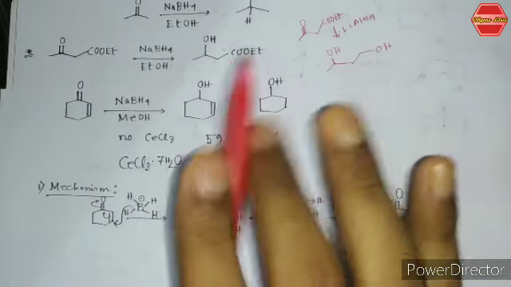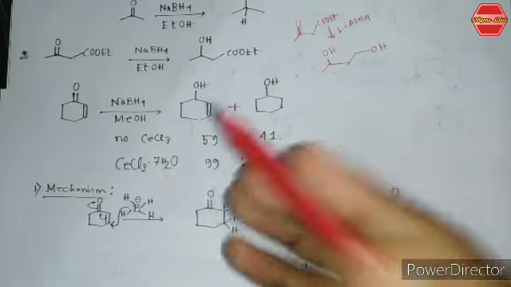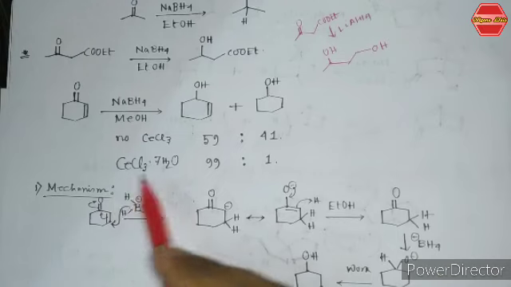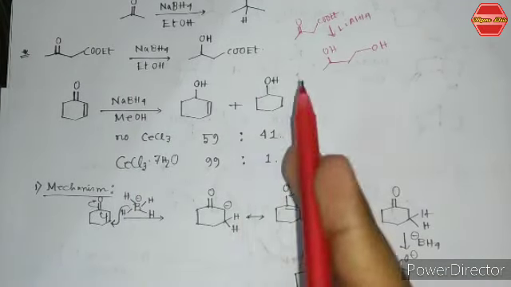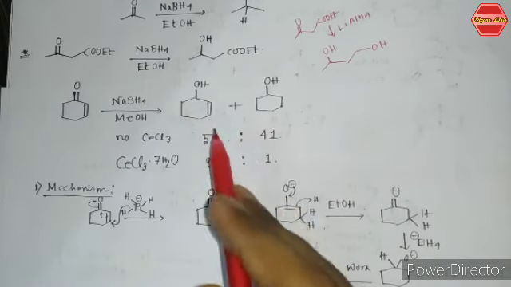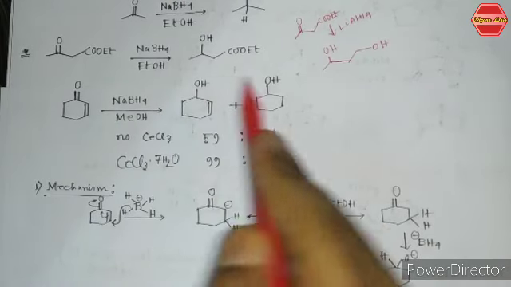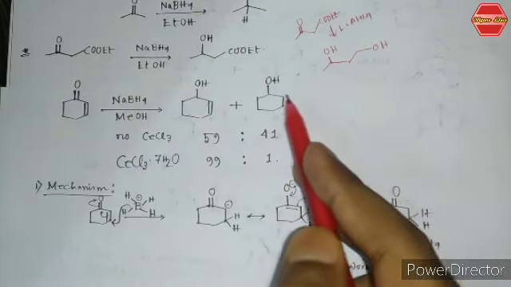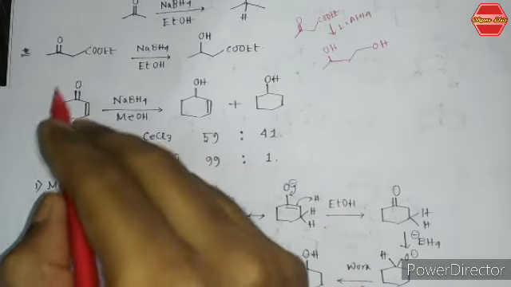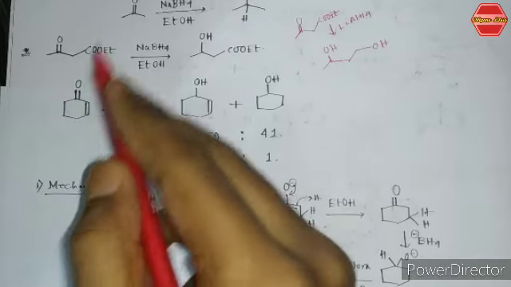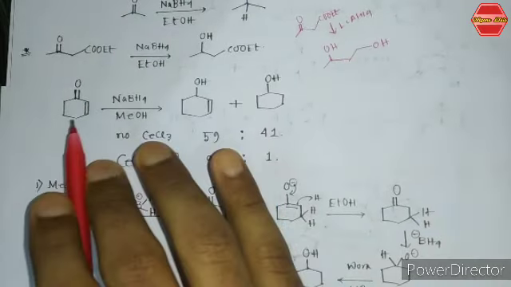But there is one more important thing: if you use cerium trichloride, then the product distribution shifts much more towards this product. 99% of this product is obtained and less than 1% of this product is obtained. That is, this reagent selectively reduces the ketone part, not the double bond or alkene. Okay, so this is a very important concept.